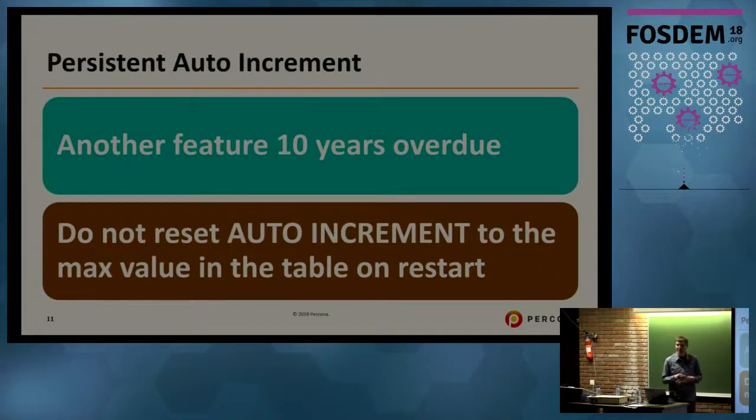Another thing, persistent auto increment. Another thing I would say is about 10 years overdue. So now, in this case, you would not have a case where your auto increment value can be reset to something else in some scenarios, and you would not have a chance to get duplicate IDs and stuff like that.